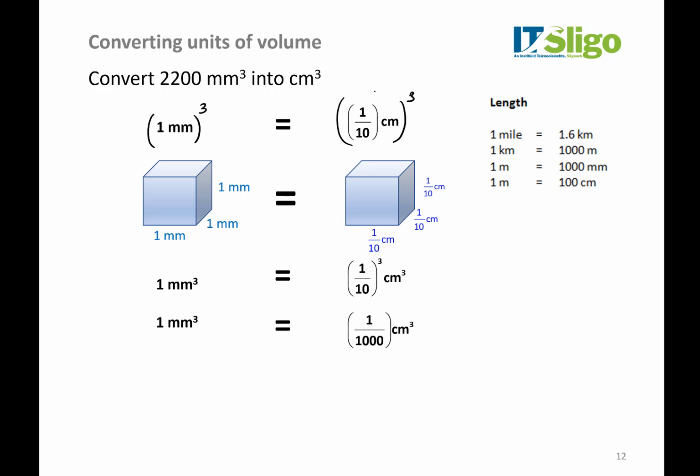And now we can multiply both sides by 2,200. And 2,200 millimeters cubed, that should be cubed, is 2.2 centimeters cubed. So I hope that makes sense, guys.